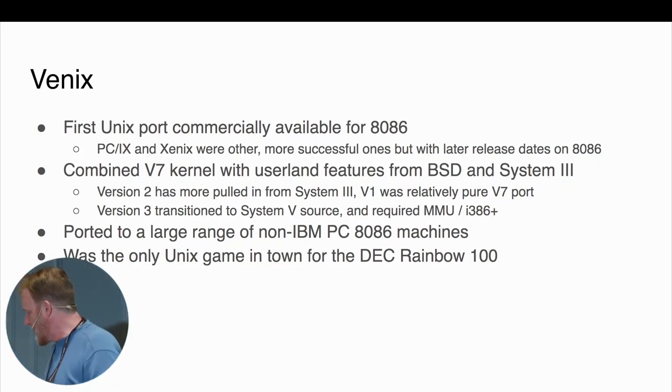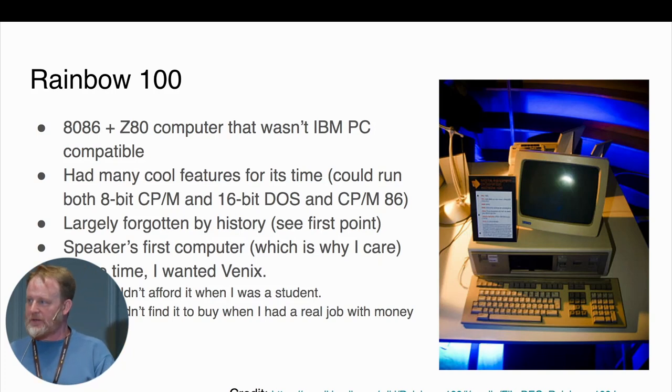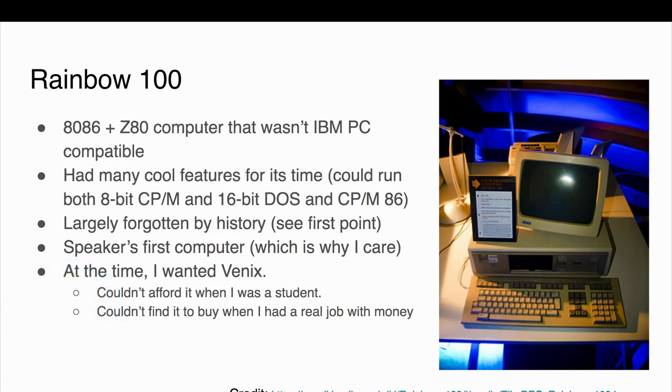Now, what's a DEC Rainbow? Maybe three people in this room, I'm guessing, knew before this talk. But it was a really cool machine that had a Z80 and an 8086 in it, so it could run all the available software at the time. And it's largely forgotten by history because it wasn't IBM compatible, and it has keys between the Control key and the A. Just crazy. But it was my first computer, and at the time I wanted Venix because I wanted to run it, but I couldn't afford the $500 price tag.